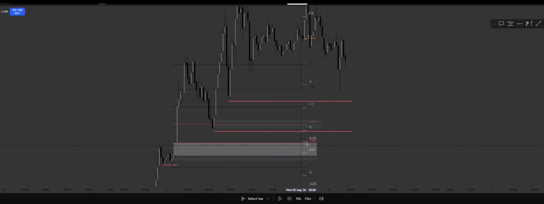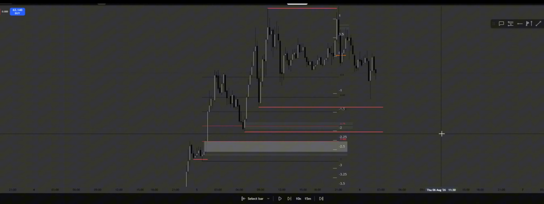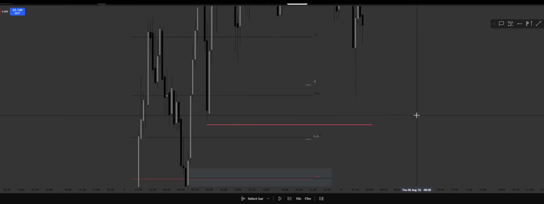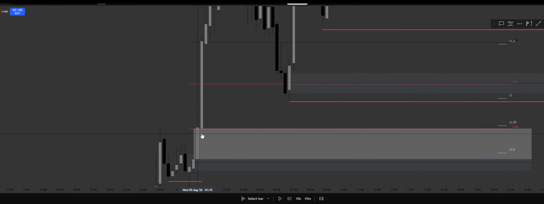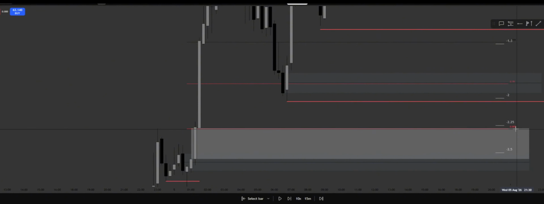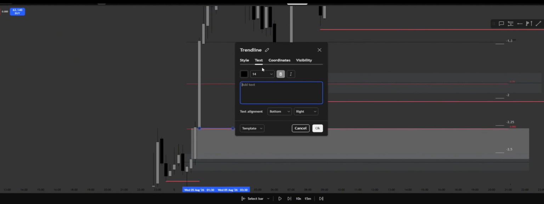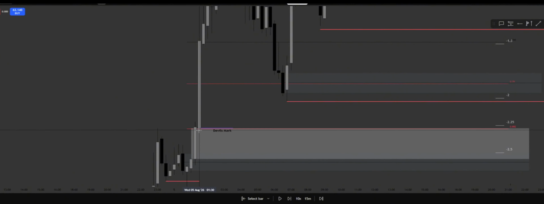The reason I'm going to take this level for a long, and this is going to be the real sauce. Okay, so if I zoom right in here and you see the 0.882 level here, what is this? This right here, a candle with no wick. Let me just highlight that purple. Okay, so this is what we call a devil's mark.